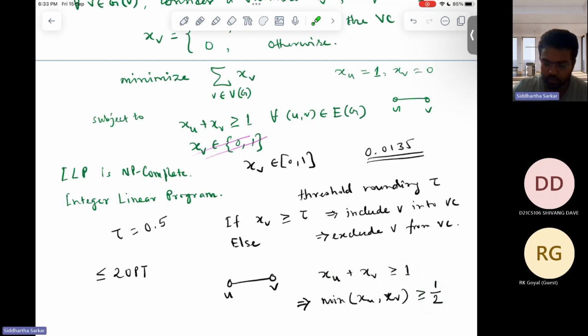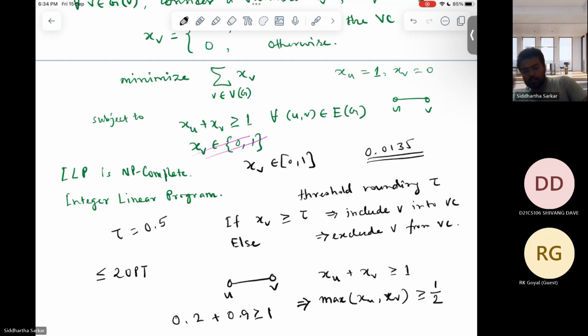Is that true? No, so sorry. I wanted to say maximum. It could be minimum also, but no, so the maximum must be half or more. Okay. So I wanted to say that at least one of these variables is half. So because our algorithm has set the threshold to be half, we have definitely either picked u or v or maybe both.